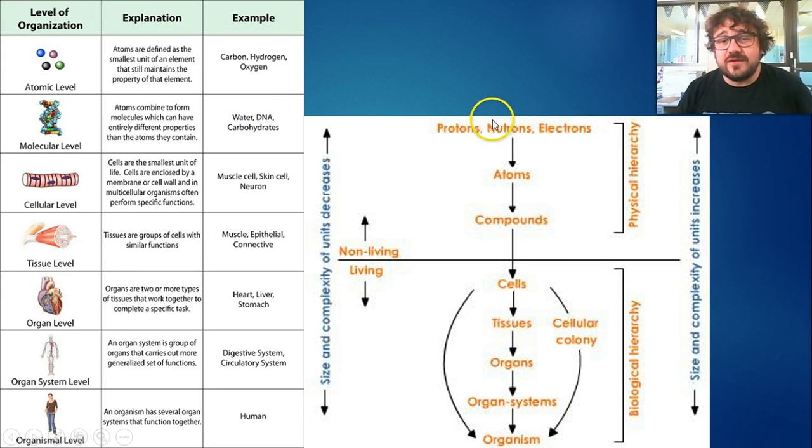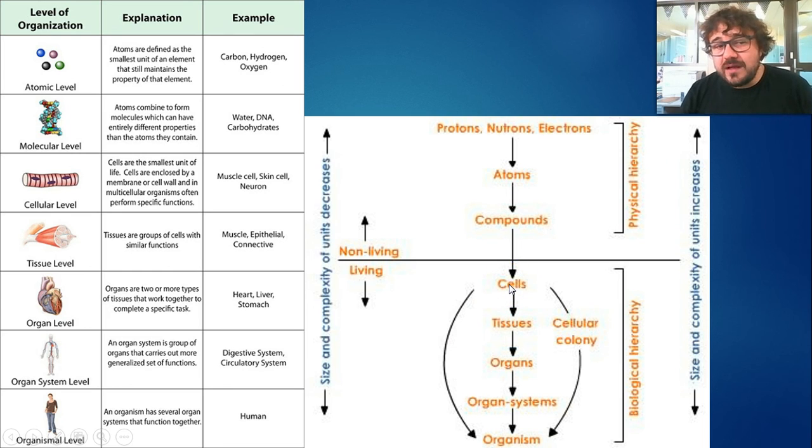We'll have a look at this side first. So you've got the levels, and we're going from smallest to largest, okay? So you've got protons, neutrons, electrons. These make up atoms, which make up compounds. All right, so that's the non-living parts. But then you've got cells, which are made up of different compounds all working together.